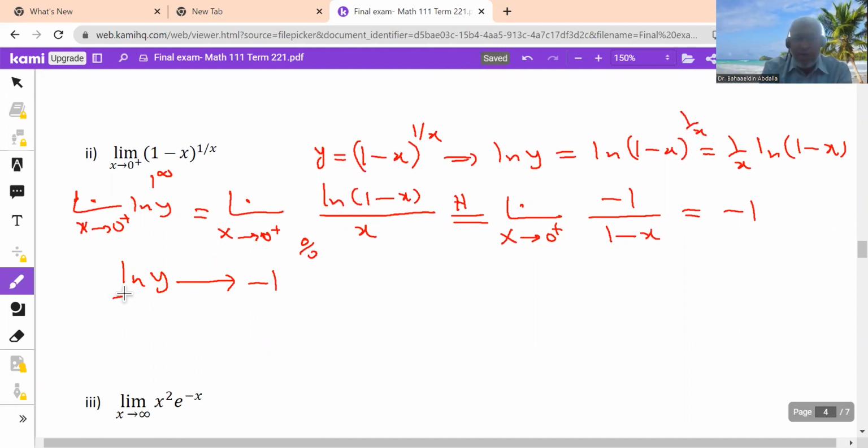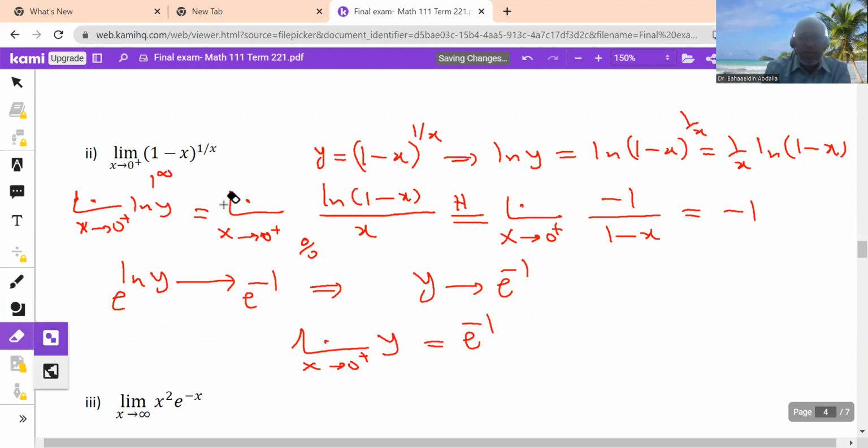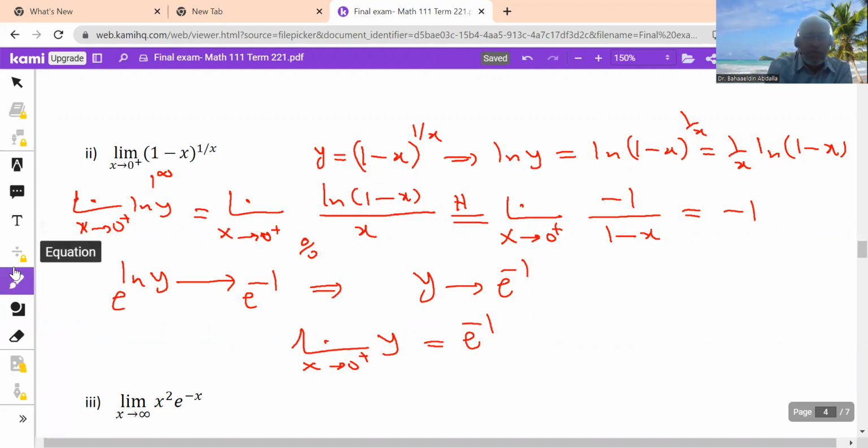Now how to find the limit of y? I raise both sides to e. So e cancels with the ln, and y would go to e to the power negative 1. The limit of y when x approaches 0 plus will be e to the power negative 1, and that's the final answer because this is y. So the limit is e to the power negative 1.